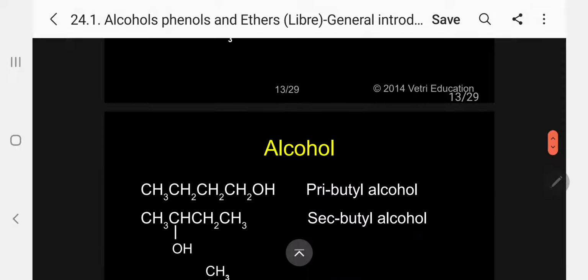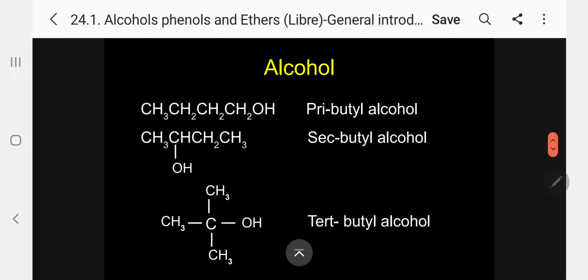Examples based on chain. This is based on the position of the functional group: primary butyl alcohol, secondary butyl alcohol, tertiary butyl alcohol. This also we have discussed. The primary, secondary, tertiary purely depend upon the functional group which is attached to carbon.